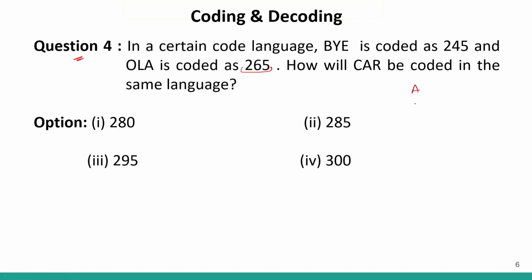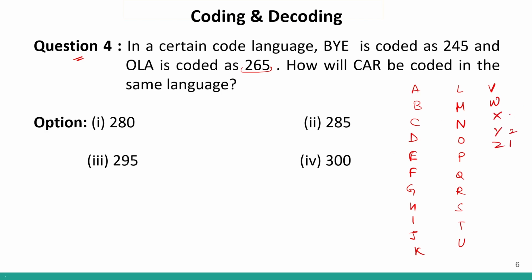So I am writing the backward ranks now. A, B, C, D, E, F, G, H, I, J, K, L, M, N, O, P, Q, R, S, T, U, V, W, X, Y and Z. Let us write the backward rank. So 1, 2, 3, 4, 5, 6, 7, 8, 9, 10, 11, 12, 13, 14, 15, 16, 17, 18, 19, 20, 21, 22, 23, 24, 25 and 26. These are your backward ranks.